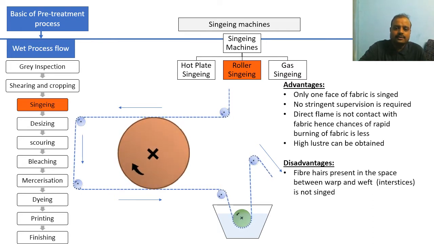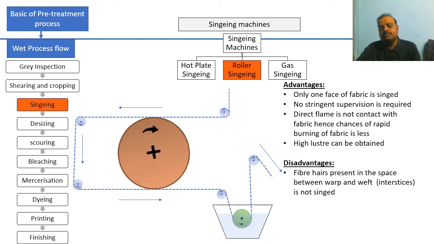Fiber hairs present in the space between the warp and weft, that is the interstices, are not singed. This disadvantage is similar to hot plate singeing. The fabric is just touching the surface of the roller, and that's why the fibers or the hairiness present in between the warp and weft interstices will not get singed properly.